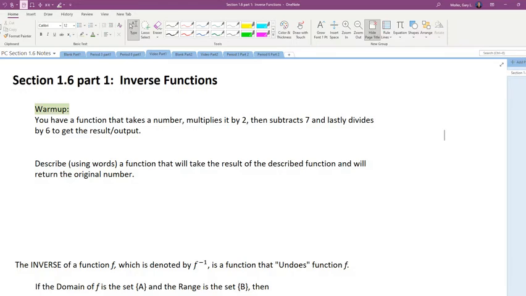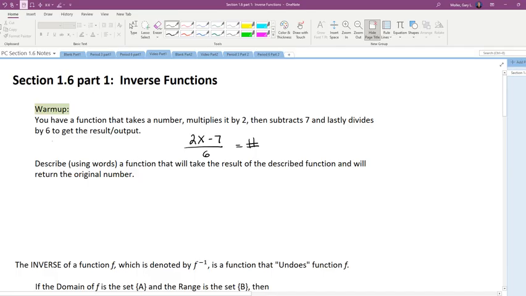So, if I take a number, let's call it x, and multiply it by 2, then subtract 7, and then divide by 6, I'm going to get some number. So, what would I have to do to undo those operations? What order would it have to take, and what would the specific steps be? So, if I have an answer, we would do this in the opposite order.